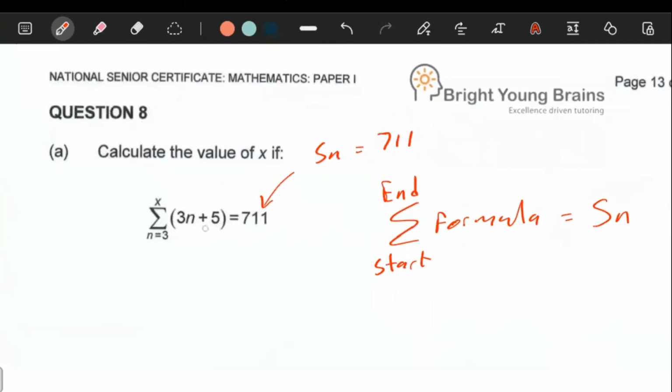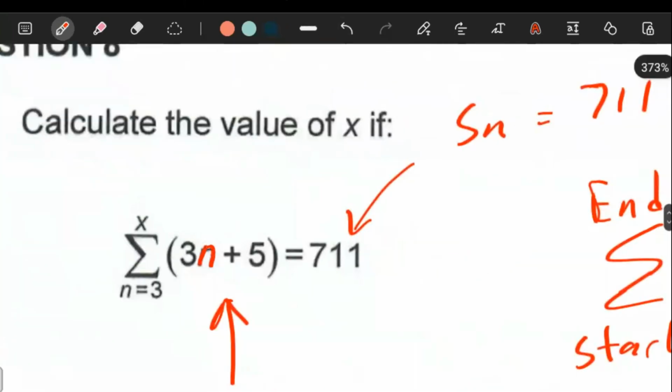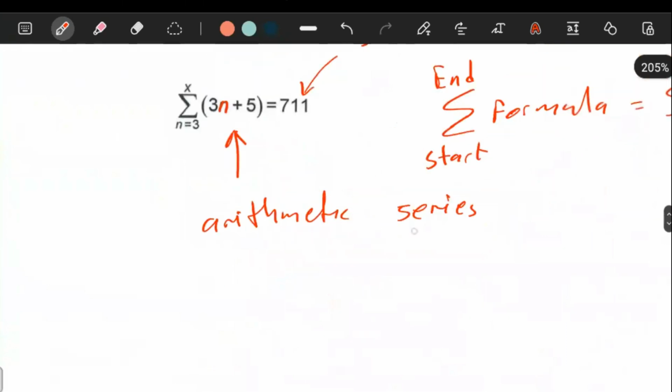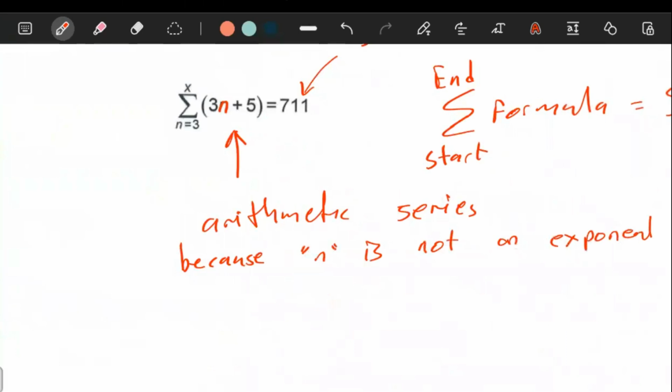711. This is obviously an arithmetic sequence. The reason we know that it is an arithmetic sequence or an arithmetic series, whichever way you want to call it, is because n is not an exponent. Normally, if n is not an exponent, your sequence is arithmetic. If n was an exponent, your series would be geometric, you see. That's what you can just look out for. See?